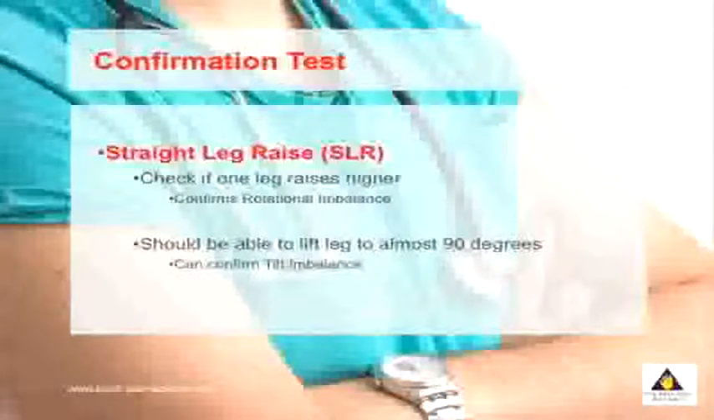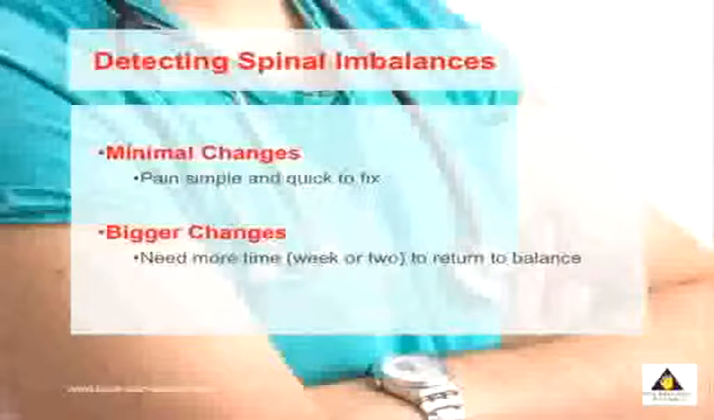Now, there are two things that you will note. First, you may find you can lift one leg higher than the other side. Now, if this is the case, then again it confirms that you have a rotational imbalance. Secondly, people should be able to lift their leg up to almost 90 degrees. Now, if you find that you can't lift your leg up to 90 degrees, and if both your legs are similar, then you may have those tilt type imbalances. But these two simple tests indicate that there are imbalances in your spine.